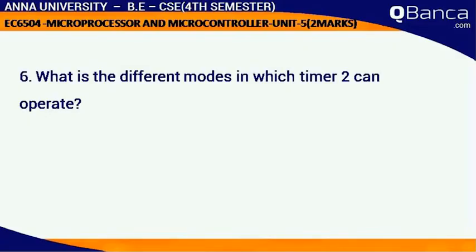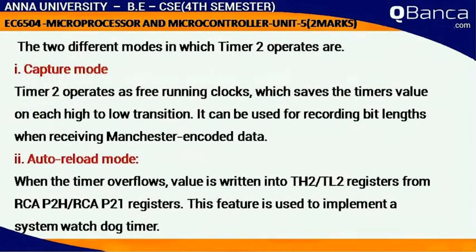Different modes in which timer 2 can operate. The two different modes in which timer 2 operates are capture mode, where timer 2 operates as a free running clock which saves the timer value on each high to low transition. It can be used for recording bit length when receiving Manchester encoded data.